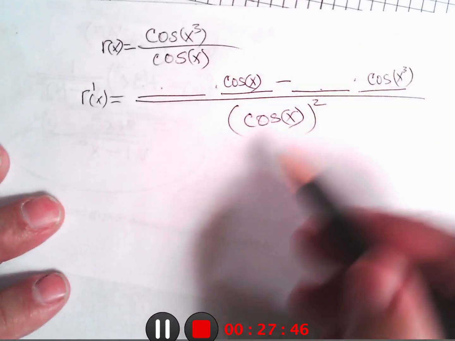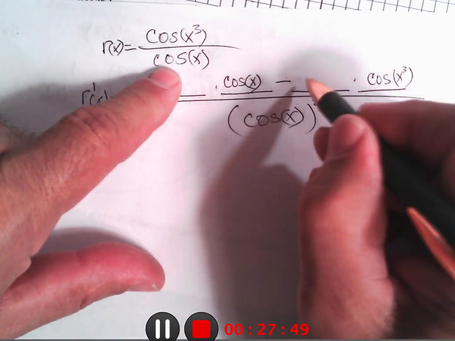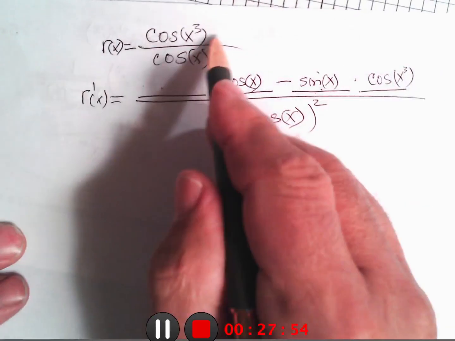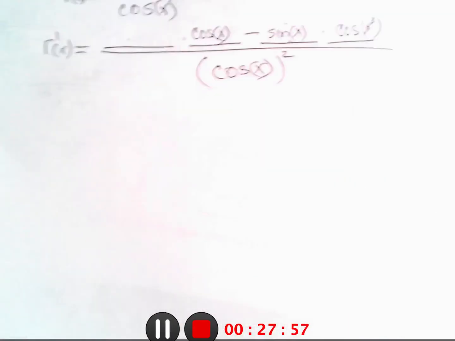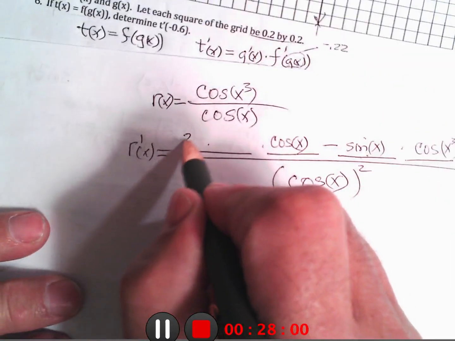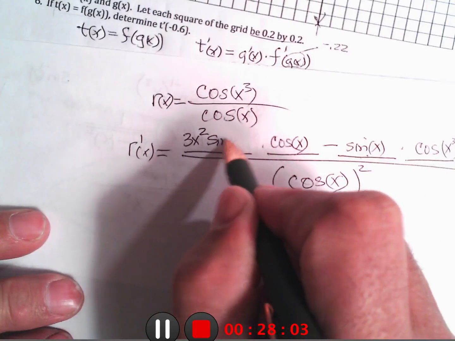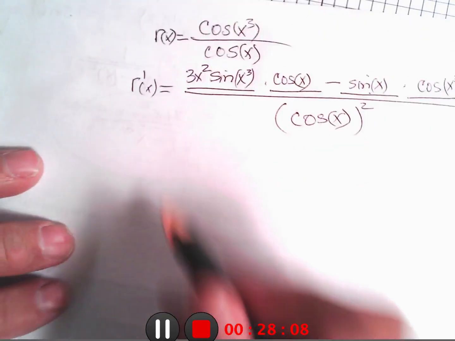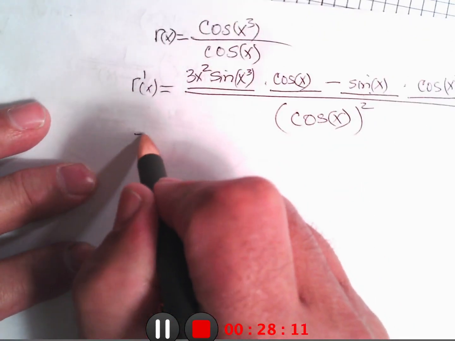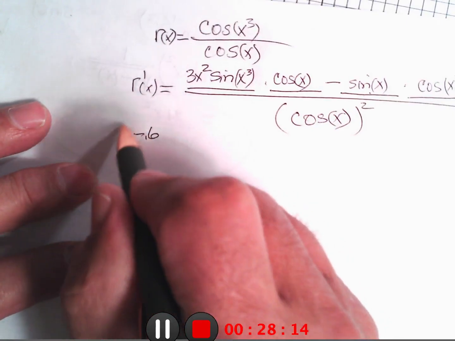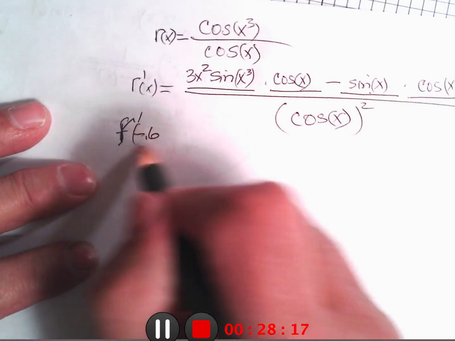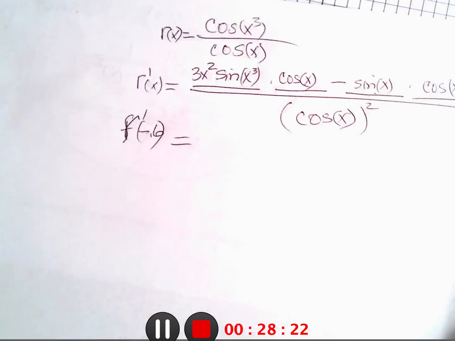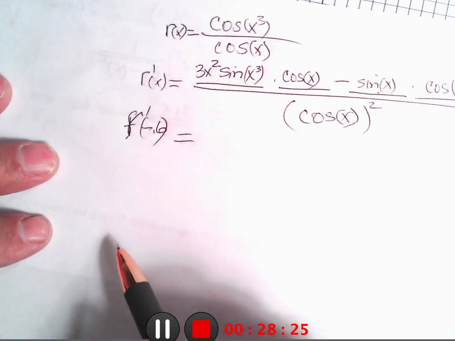Now, derivative of the denominator is sine x, and the derivative of the numerator we just did, and I messed it up, but it's 3x squared sine of x to the third. Now, if we have to put in negative 0.6 into this r prime, it's probably going to be easier if we just type this in. We know what this one is. We just got it.